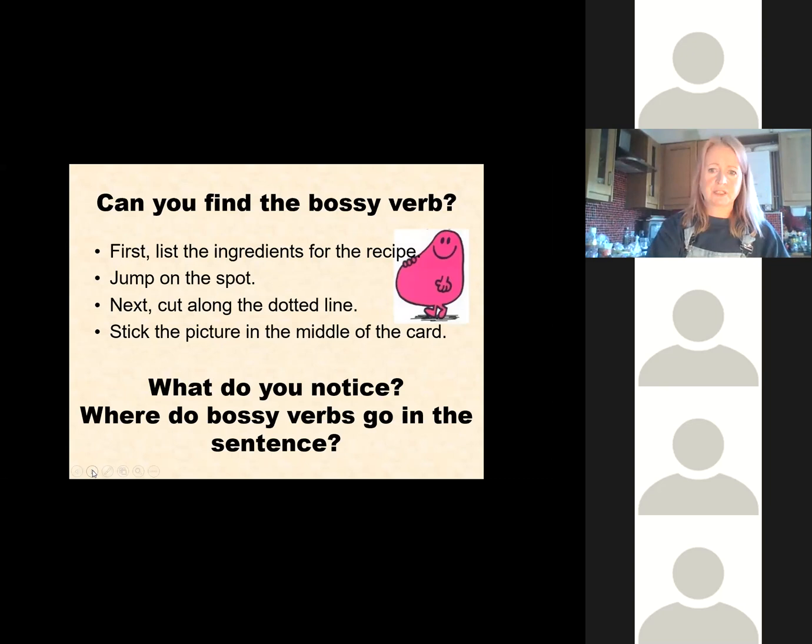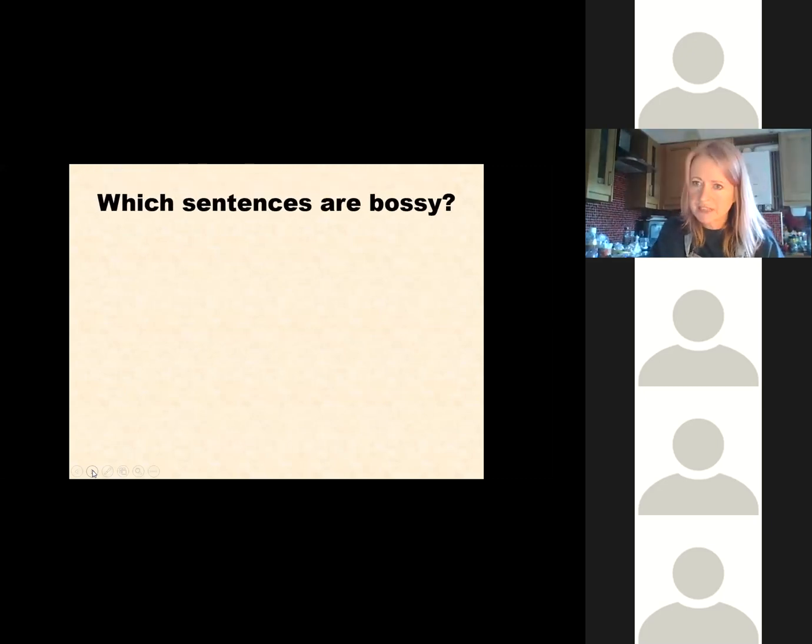What do you notice? Where do the bossy verbs go in the sentence? Do they go at the end? Or do they go at the beginning, at the start of your sentence? Like when you were washing your woolly mammoth. Now, which sentences are bossy? Let's see if you can tell your adult which ones are bossy. Listen to them now. Miss Gallivan will try to say them in a bossy voice.